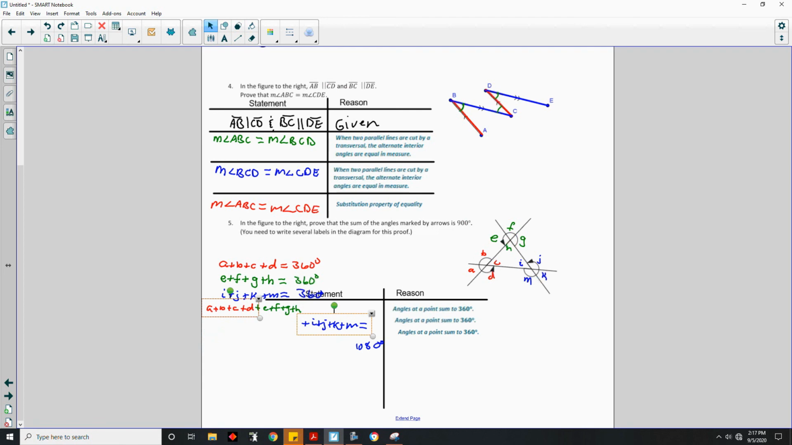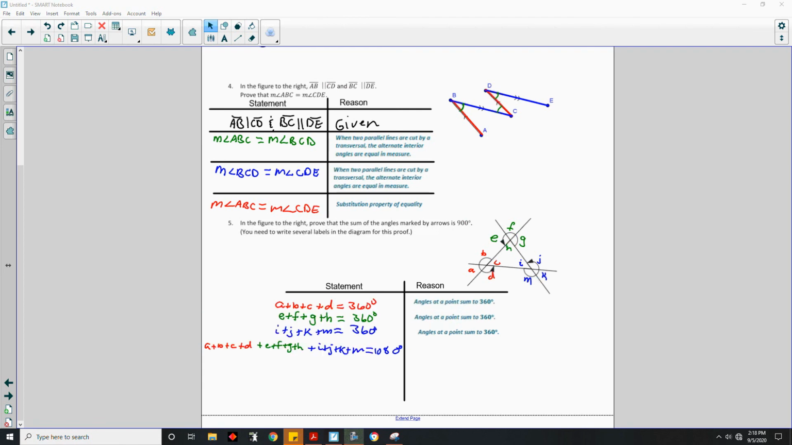Alright, we'll get this in a minute. Let me pause it so you don't have to watch this paint. Okay, so now we have A plus B plus C plus D plus E plus F plus G plus H plus I plus J plus K plus M equals 1080 degrees. That's all of these. Reason: addition property of equality. Okay, next step.